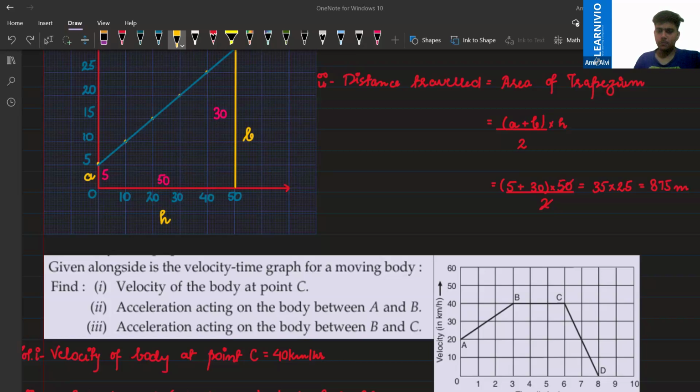Yes, sir. Okay, Harshita. Let me know the answer for the first question. So for the first question I got 6.6 kilometer per hour. 6.6 velocity of the body. How did you get 6.6 kilometer per hour? So I divided 40 and 6.